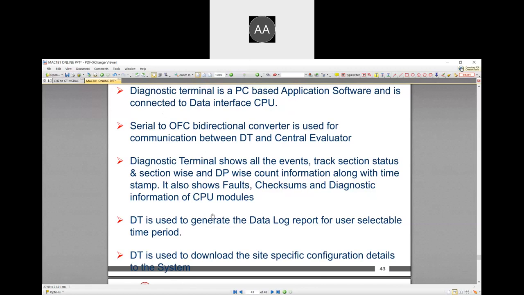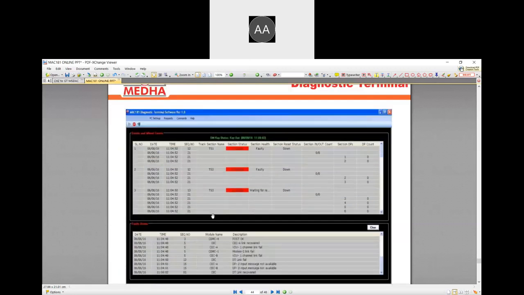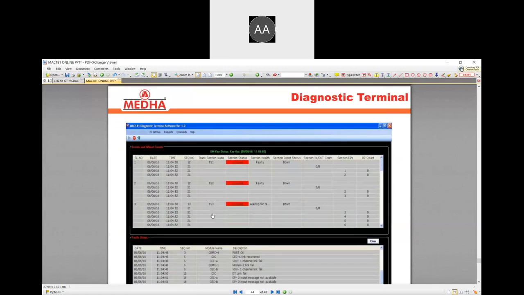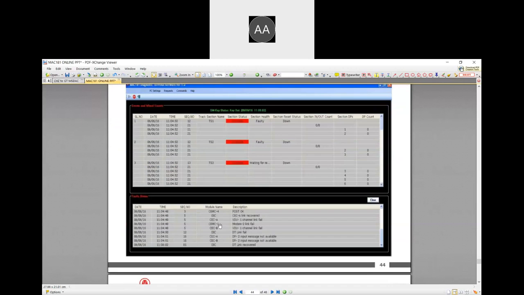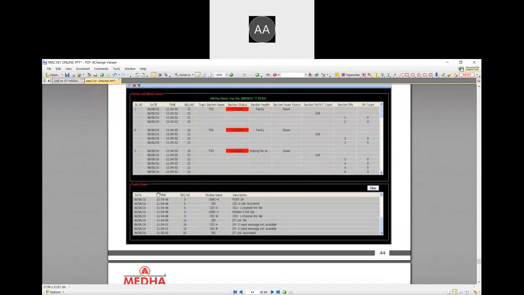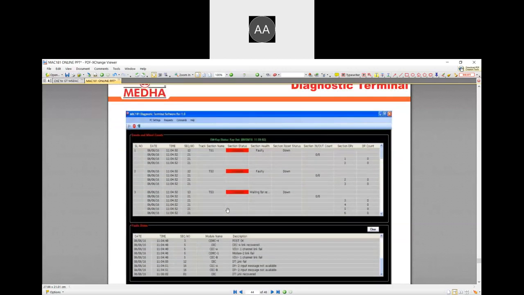So this is how the DT or diagnostic terminal looks, which will give information on every track circuit: whether it is occupied, free, whether the section is healthy or communication is healthy, and how many in count and out count. With respect to the system side, if any failure is there, the same failure will be provided in the fault section as well. So the DT or diagnostic terminal is a part of failure analysis and troubleshooting.